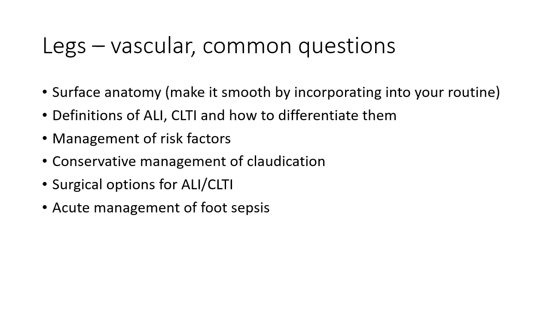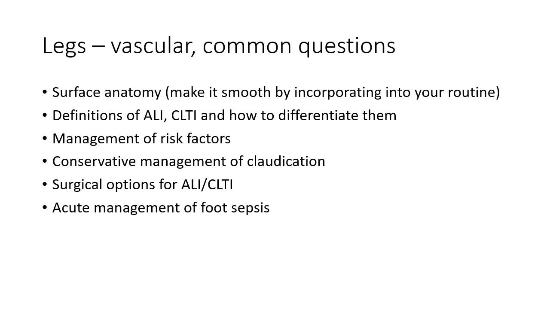Some of the common questions in the vascular station would be asking you questions about surface anatomy. So how you can make it smooth is by actually incorporating these surface markings into your routine already. What you can do is say I'm currently feeling for the dorsalis pedis, that is just lateral to the extensor hallucis longus, right? Or I'm feeling for the popliteal pulse, which is between the two heads of the gastrocnemius, right?